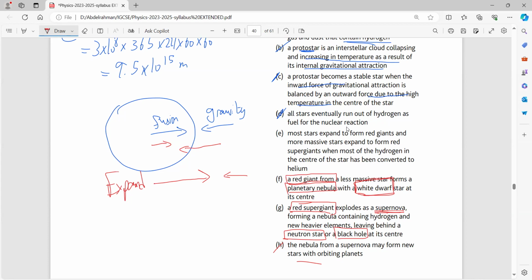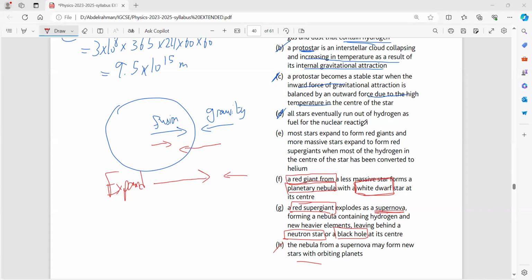Is there a point where it becomes a black dwarf? Yes, the white dwarf, if you leave it long enough, will become a black dwarf, because it loses energy.